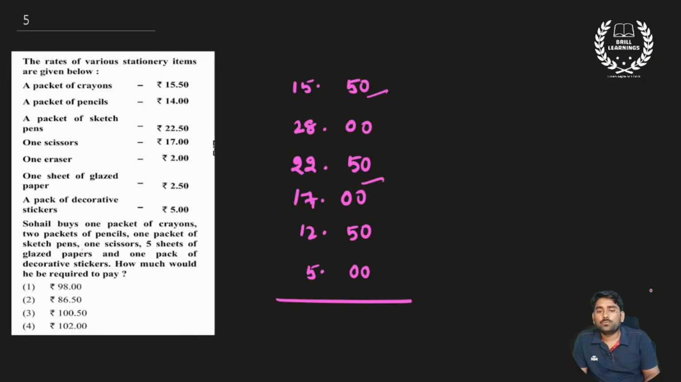So 0.5, 1.5 means the answer should end with 0.5. So the first option is not right, the second is not right. So the answer should be in these two. Next, you can add all these values, you will get the third option. So next question.